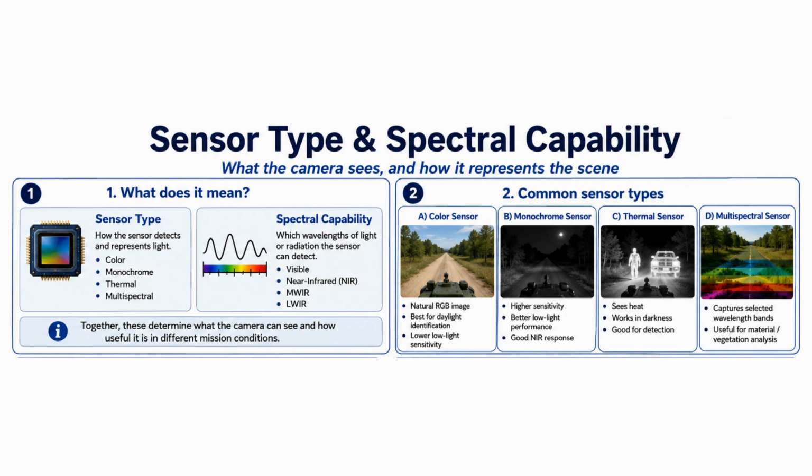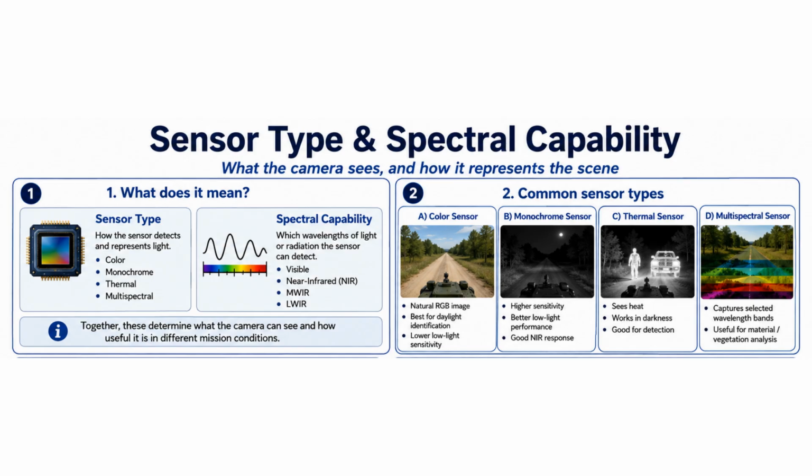Sensor type and spectral capability together determine what a camera can see and how it represents the scene. Sensor type refers to how the sensor captures and presents light. A color sensor produces natural RGB images, while a monochrome sensor offers higher sensitivity and stronger low-light performance. Thermal sensors detect heat, and multispectral sensors capture selected wavelength bands for specialized analysis. Spectral capability refers to the range of light or radiation the sensor can detect, such as visible light, near-infrared, MWIR, or LWIR.